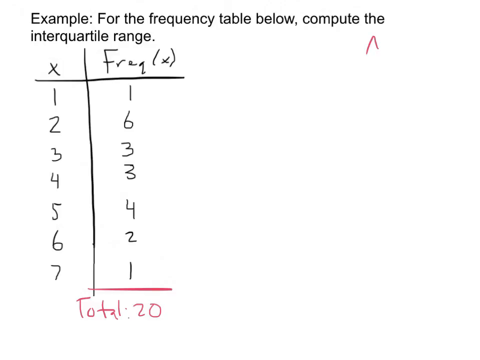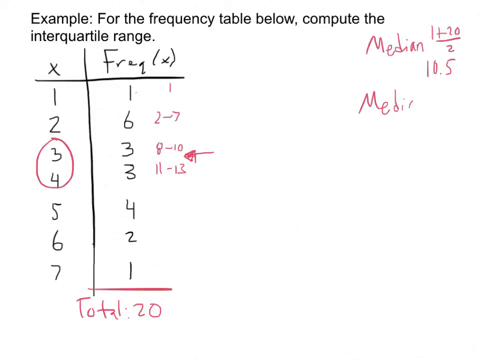So our median is going to be between the first and 20th terms, right? So if you're looking at 1 plus 20 over 2, that's 10.5. I need the 10.5th term. Right, so what is the 10.5th term? Well, I've got 1, this is sort of 1. This is going to take me from 2 to 7. This is going to take me from 8 to 10. And then this is going to take me from 11 to 13. So my 10.5th term is right in between there, right? It's right in between 3 and 4. So that means that my median is 3.5, right?